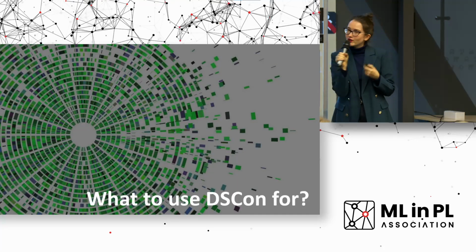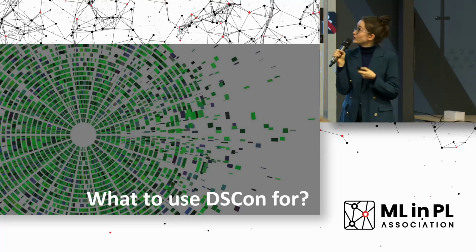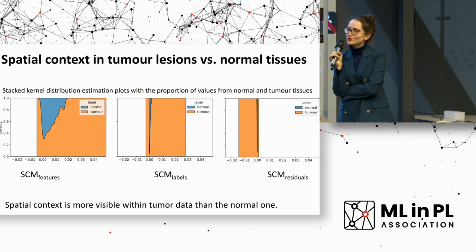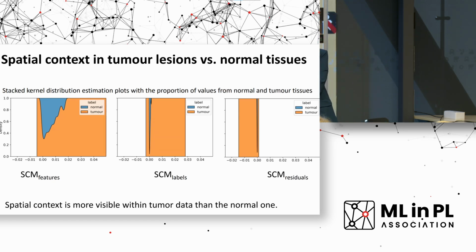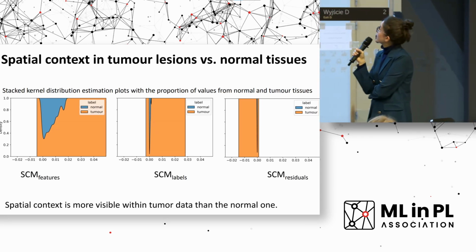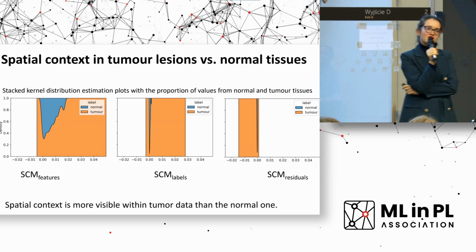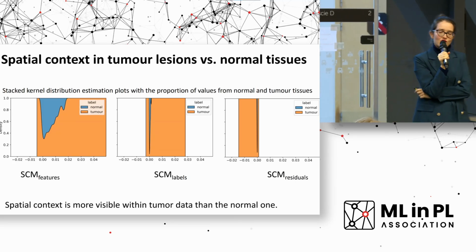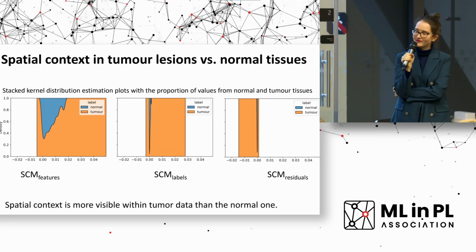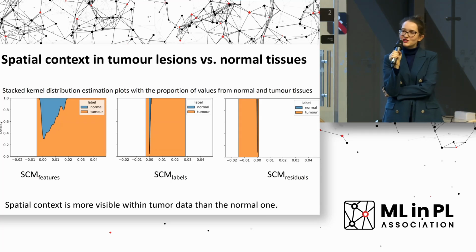Okay, so right now we know how the method works, but why should we care, and why should we actually use it? This method is useful when we want to test some hypotheses regarding how the neural network works. The first question that we posed was whether spatial context is important, so whether this difference in performance metrics will be positive, and also whether there's any difference between these context measures for tumor and for normal data.